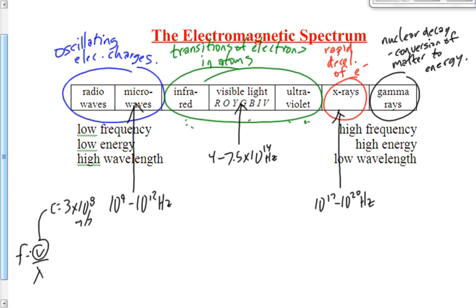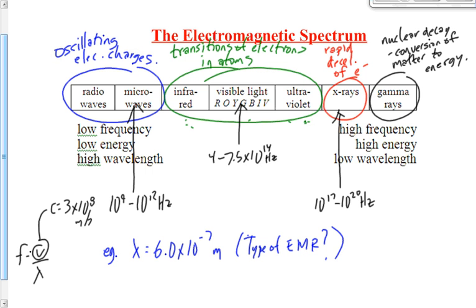So, for instance, let's take a wavelength, for example, that is, let's say, 6 times 10 to the negative 7 meters. We want to know what type of EMR that is. What are we going to do? Well, frequency is equal to 3 times 10 to the 8, that's the speed, divided by the wavelength, which is 6 times 10 to the minus 7. Do the math there. It works out to be 5.0 times 10 to the 14 hertz.